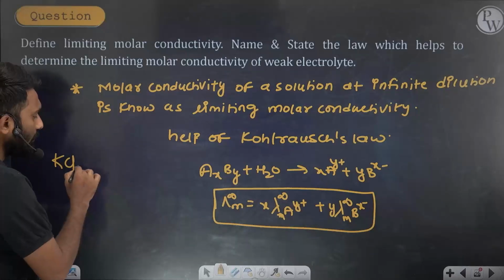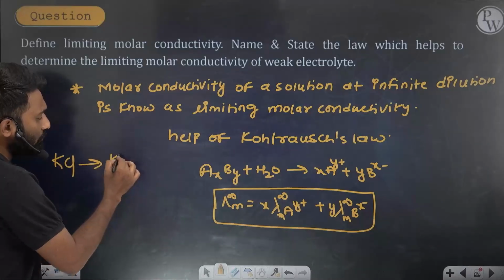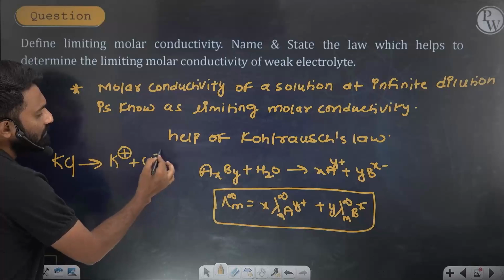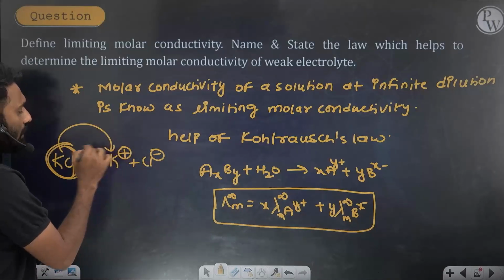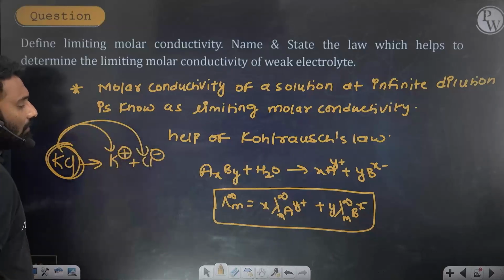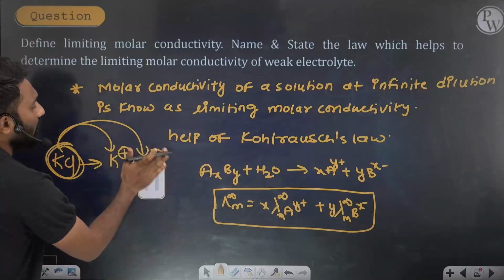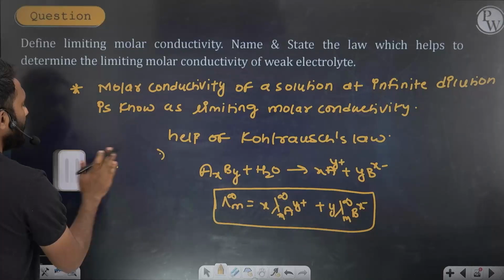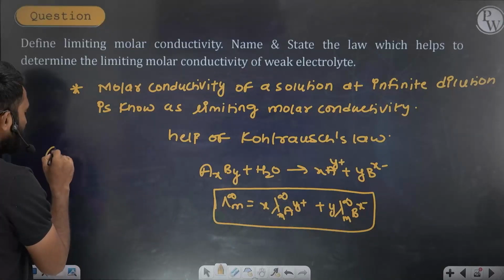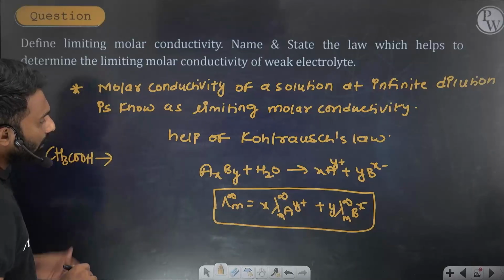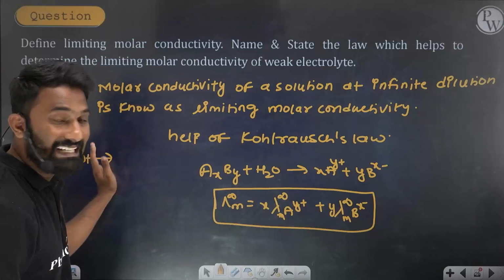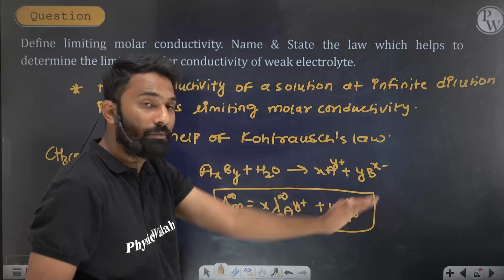KCl is a strong electrolyte. It will be completely ionized into K plus and Cl minus. But now we have taken a weak electrolyte. A weak electrolyte is not completely ionized.